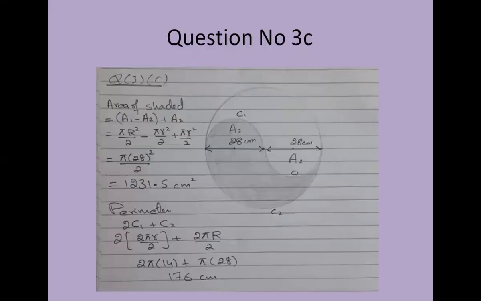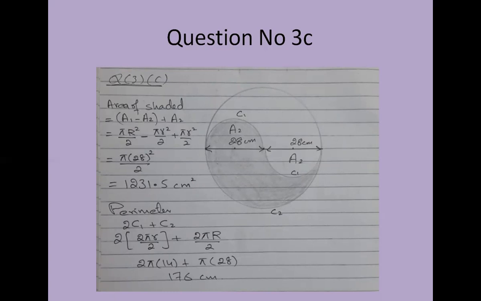Now the area of the shaded region will be, let me call A1. A1 is the area of this semicircle whose radius will be 28. From that, I will subtract the area A2, this smaller semicircle, and then I will add this A2. So here I have written A1 minus A2 plus A2, A2 and A2 will be canceled. I have put the values here. The big radius is 28, the smaller radius is 14. This and this will be canceled. You are left with only this one. So pi 28 squared divided by 2 equals, and that will be 1.5 centimeter square. So this is how you will find the area of this shaded region.